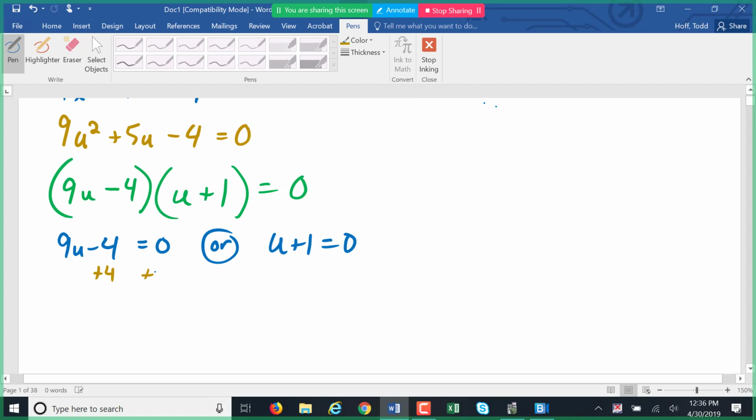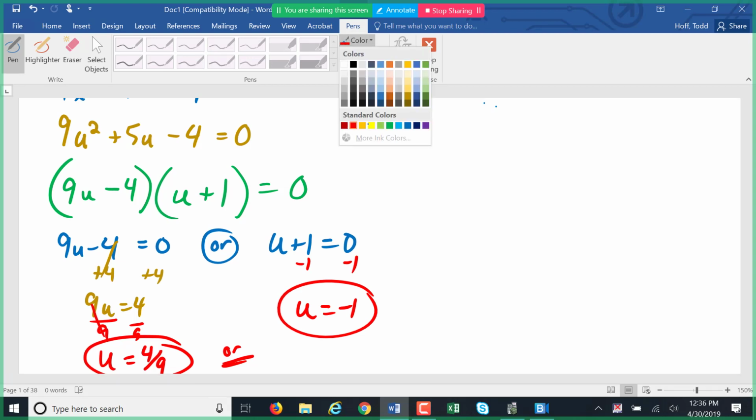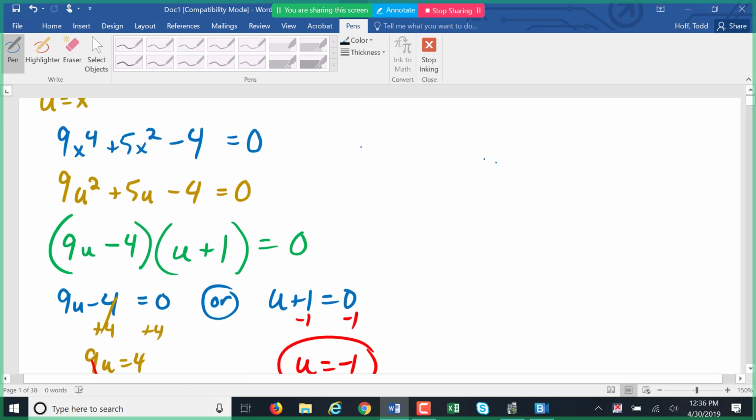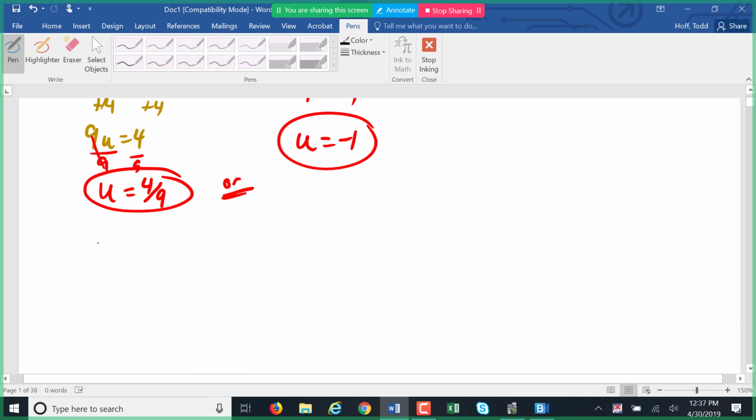Solving this one by adding 4, 9u equals 4, and dividing by 9, u equals 4 over 9. Or on this side, we subtract 1 to get u equals negative 1. Remember, however, we made that substitution. u is actually equal to x squared. So now we have to put x squared back in where u is.